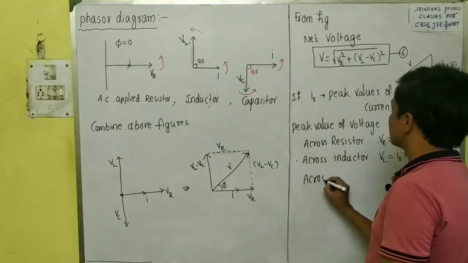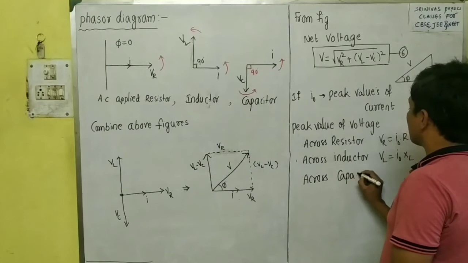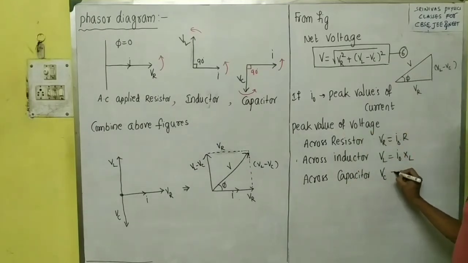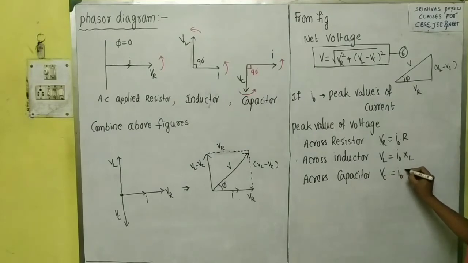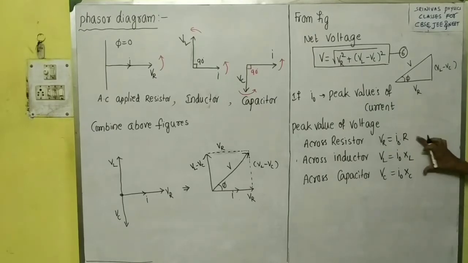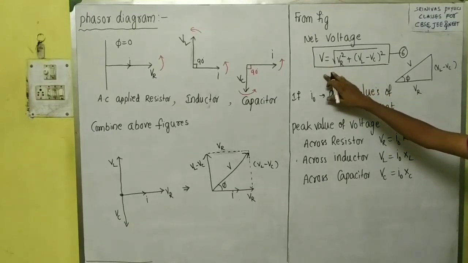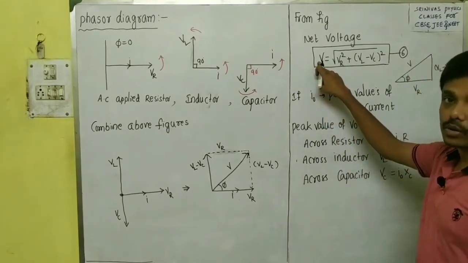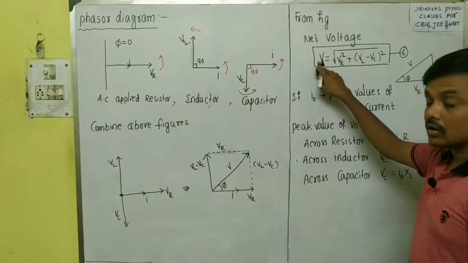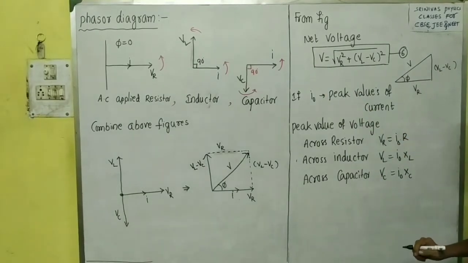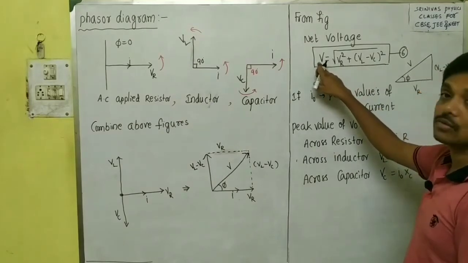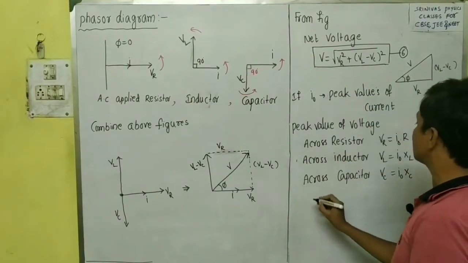Across the capacitor, I want the peak value of voltage. That is Vc. It is the peak value of current into the peak resistance of the capacitor, that is I naught into Xc. All this we can substitute in this equation. If you substitute, this is the peak value of voltage, then we will get the peak value of current formula. When we write all these as peak values, then this is also the peak value of net voltage.